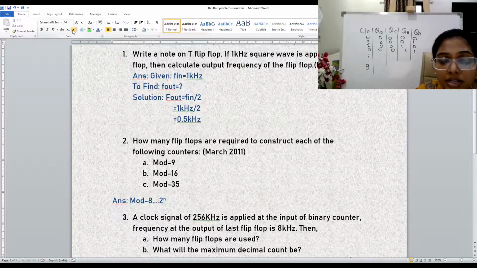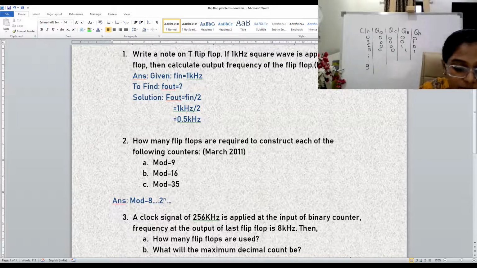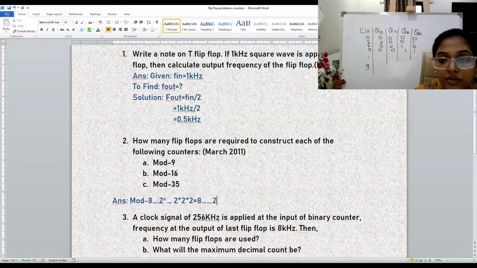ठीक है। नाउ 2 raised to n मतलब क्या, 2 raised to कौन सा नंबर देने से मुझे 8 मिलेगा? 2 raised to 3 करने से, 2 raised to 3 मतलब 2 into 2 into 2, क्या मिलेगा मुझे? 8। दैट मीन्स कितने बार मैंने 2 लिखा? 2 raised to 3, राइट? 3 डालने से मुझे 8 मिलता है। दैट मीन्स हाउ मेनी फ्लिप फ्लॉप्स शुड आई टेक? 3 flip flops.